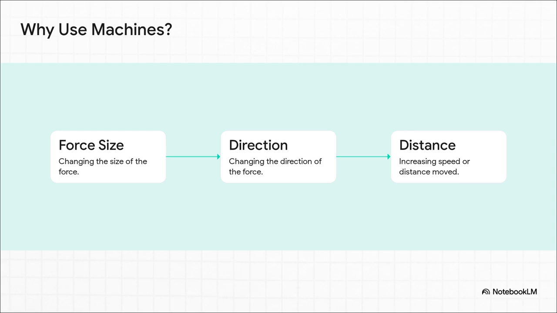Well, they definitely don't magically reduce the total amount of work required. Remember, work is locked in as force times distance. Instead, these machines make jobs easier by doing one of 3 specific things. They either change the size of the force you need, they change the direction of the force you're applying, or they increase the speed or the distance an object is moved.